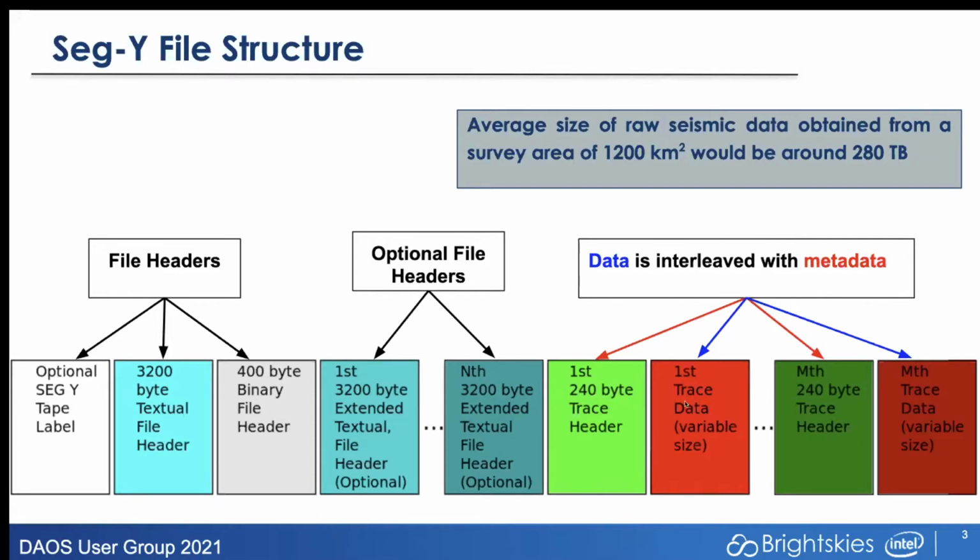Followed by the metadata is the trace data itself that was recorded by the receivers in the field. The data and metadata are stored in an interleaving structure until the end of the file, representing a bottleneck during the accessing of the data, as you have to pass over all the trace headers and data arrays to reach a specific trace. It is this SEG-Y format that is used in most seismic processing applications.